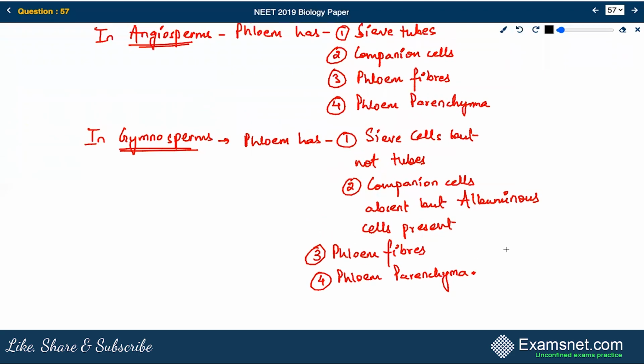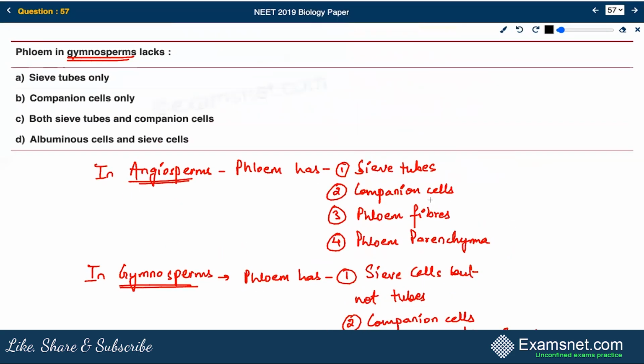Clear? So let us take a look at what the compositions are. Phloem in gymnosperms basically lacks sieve tubes only, companion cells only, or both sieve tubes and companion cells. So this will be the correct answer. Yes, they have the presence of albuminous cells and sieve cells. Since the question is talking about lacking, remember, that's why the correct answer will be option number C over here.